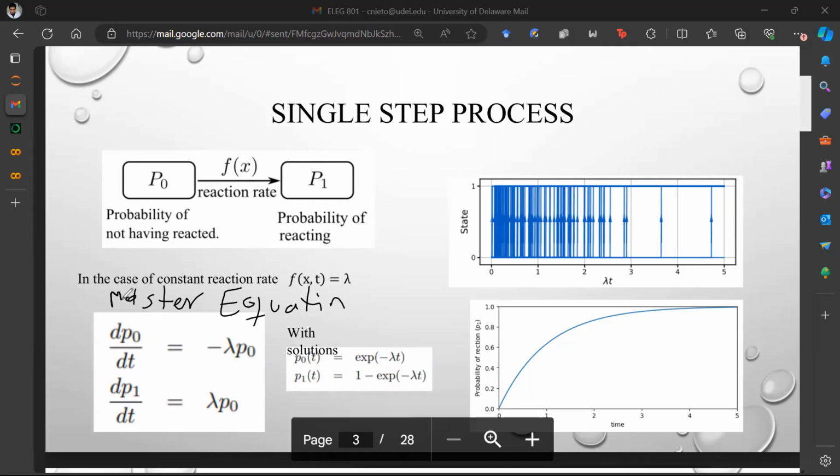So how to model this master equation? This describes the probability of my two sets. So it gives us the probability of being in each set as a function of time. Okay, so we're gonna start with a constant reaction rate. As you can see here, we are gonna call it lambda. Lambda approximately gives you how many molecules you produce per unit of time.